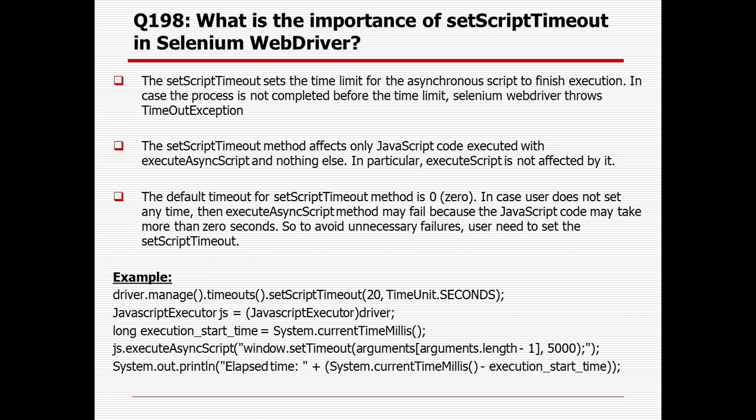So in the JavaScript executor, you already saw there are two methods available: one is executeScript and one is executeAsyncScript. Whenever we need to use executeAsyncScript, we need to use setScriptTimeout. The default timeout for the setScriptTimeout method is 0.